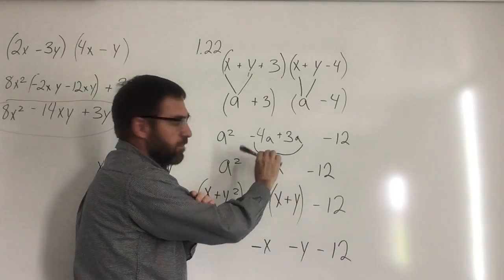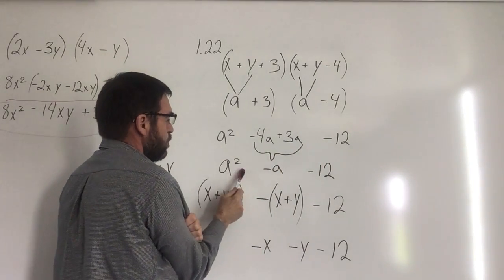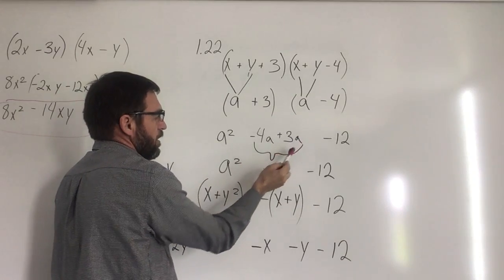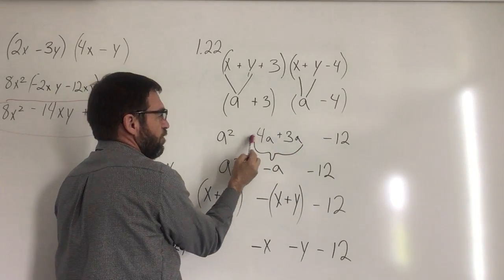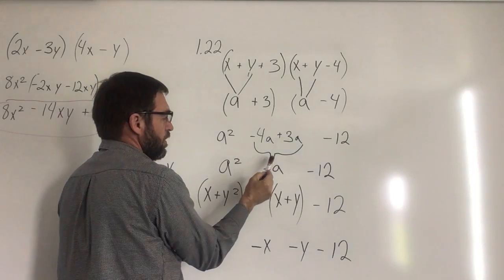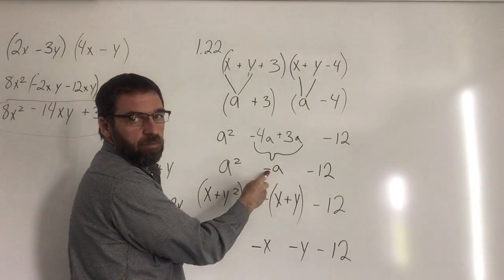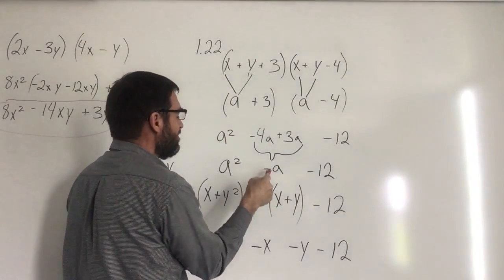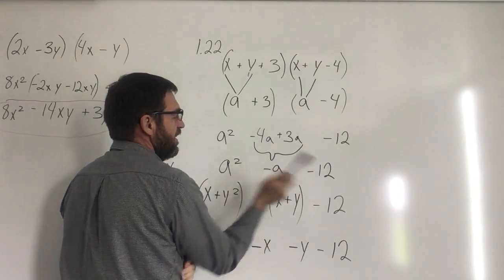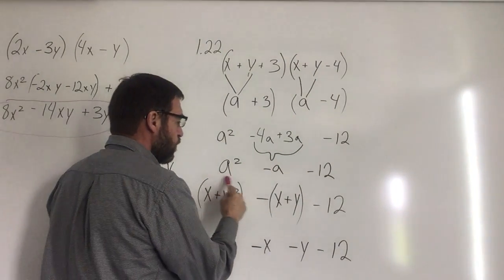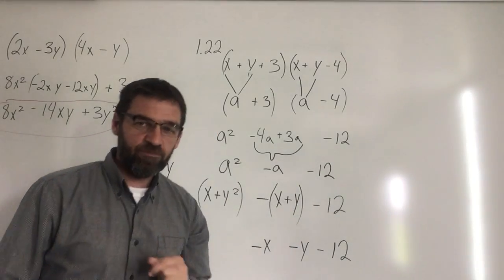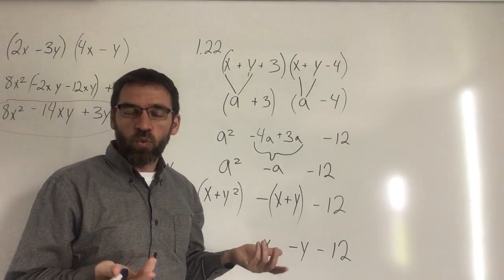Okay, you've done that. Now you have a squared. I combined these here. Negative 4 and positive 3 leaves you with negative 1a. No, not the 1, forget the 1. It leaves you with negative a, negative 12. So you wish you were done. And in a regular FOIL problem, you would be done.